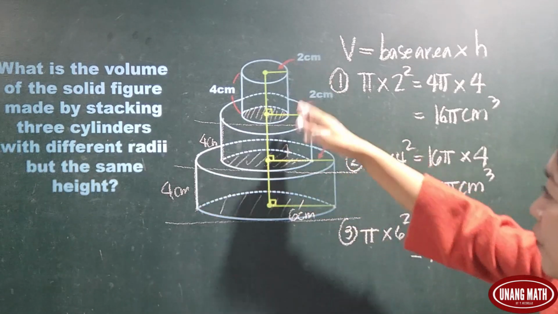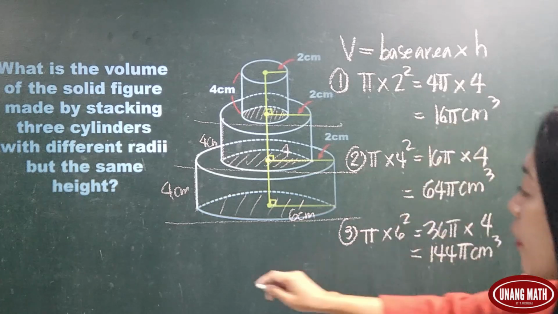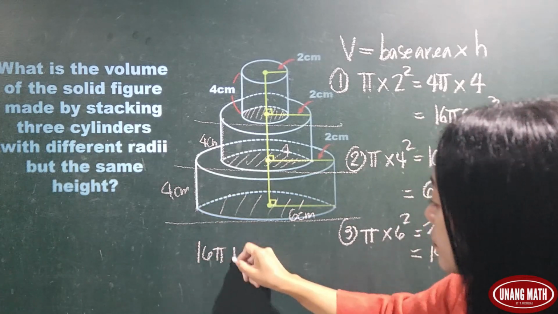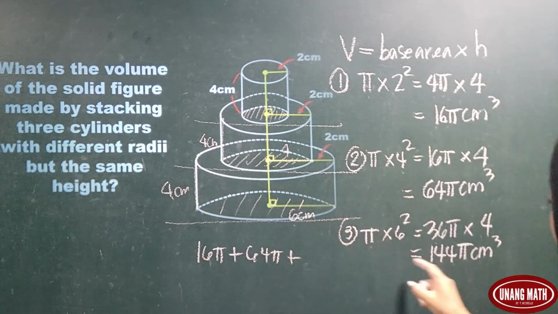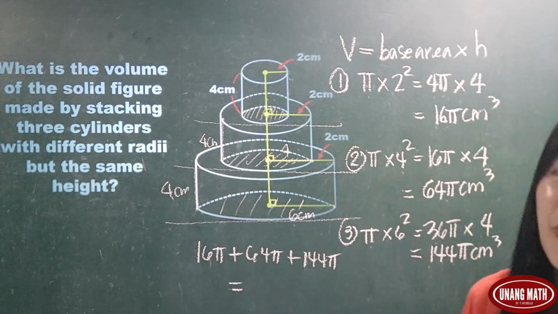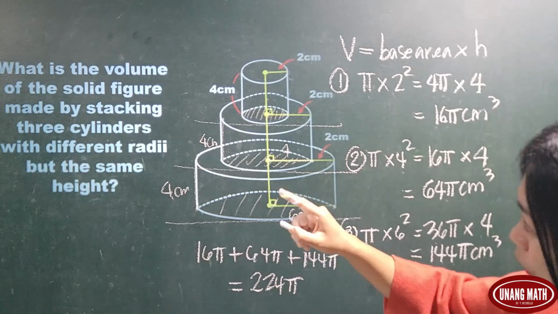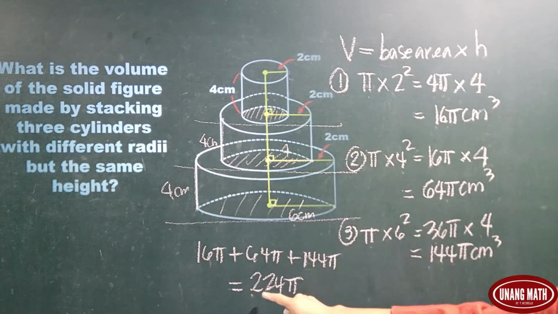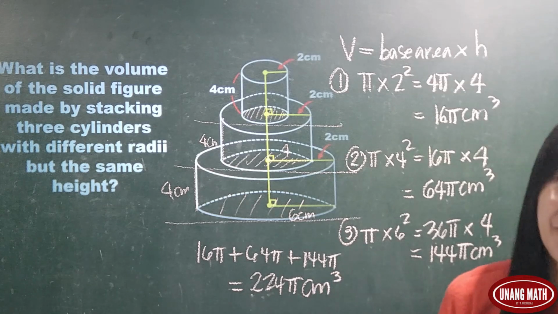Okay, to find the volume of this solid figure, we have to add these numbers together. So 16 pi plus 64 pi plus 144 pi. And this is equal to 224 pi. So the volume of the solid figure is 224 pi cubic centimeters.